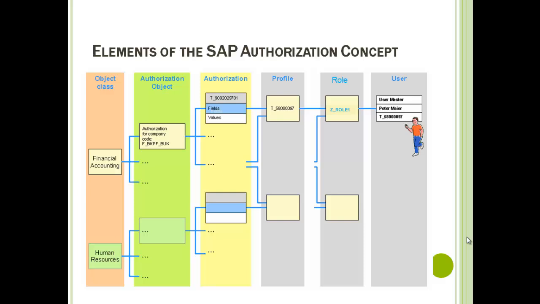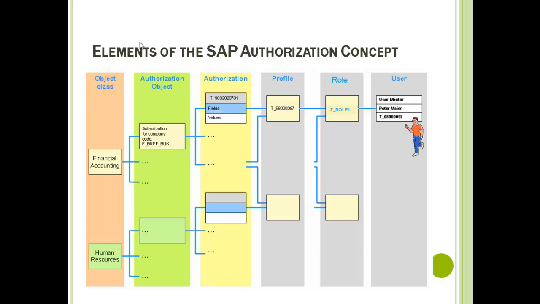This is the elements of SAP authorization concept. First one is object class. This object class is a logical group of authorization elements. That means we have authorization objects, so this is a group of these authorization objects. It's just a logical group. It does not have any impact on your authorization setup or role creation. It is just used to group the authorization objects logically.